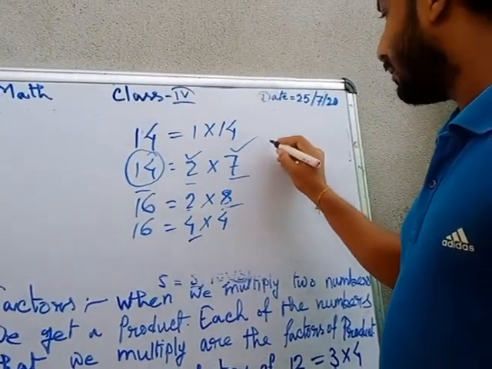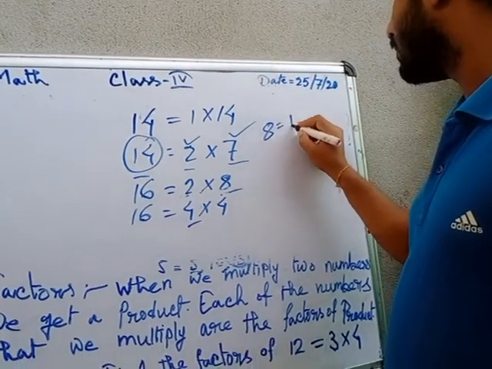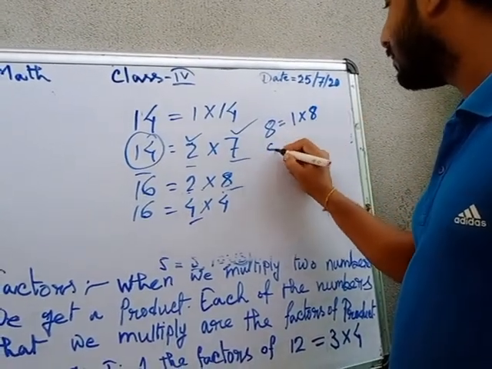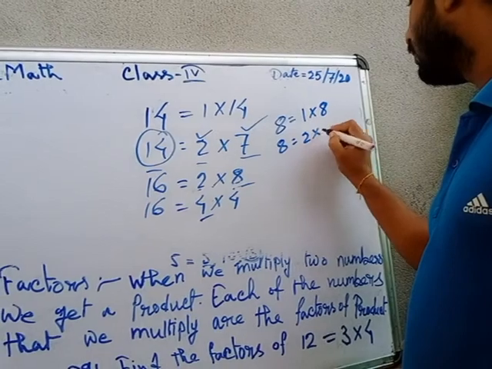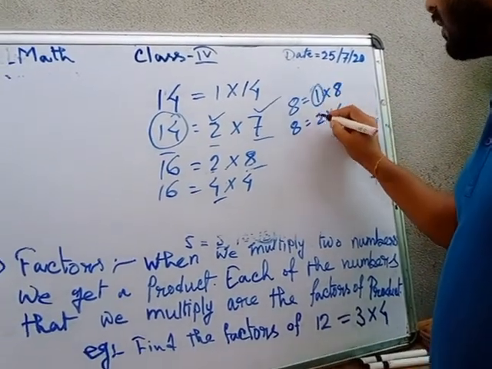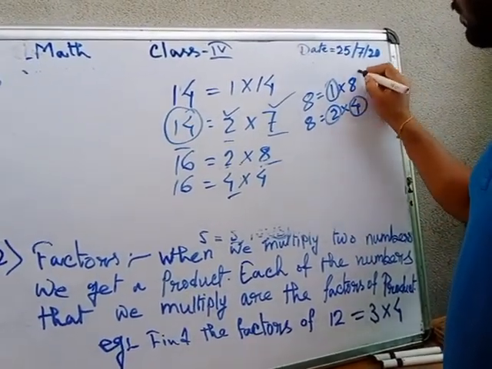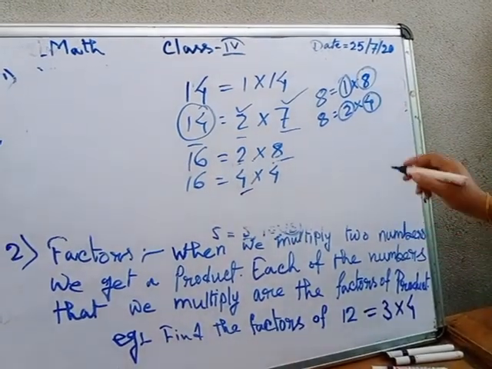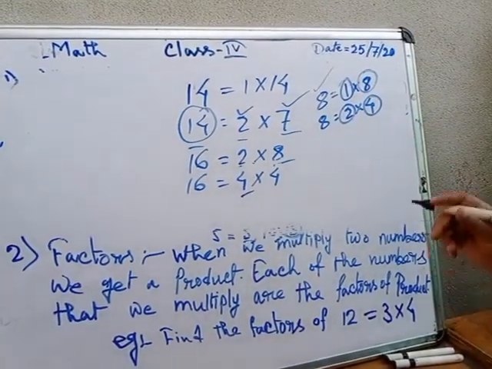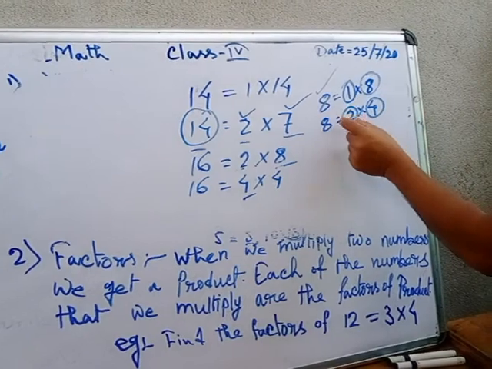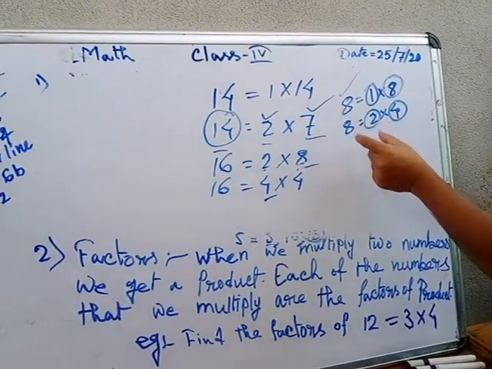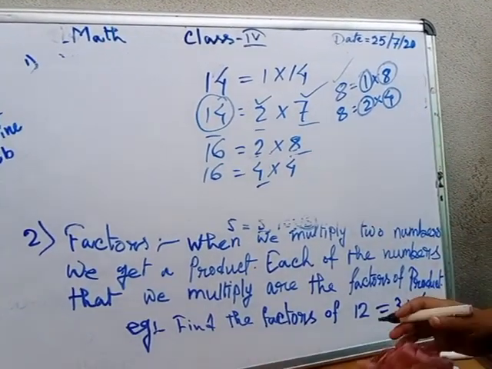Suppose it is 8. That means 1 8 is 8, 2 4s are 8. That means 1, 2, 4 and also 8 are the factors of 8. That means the numbers by which you can divide it are the factors.